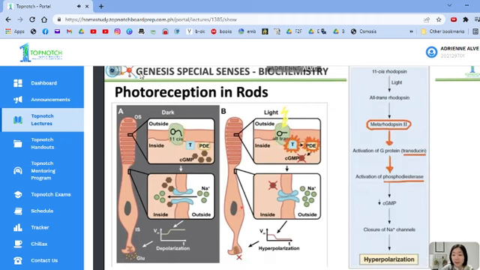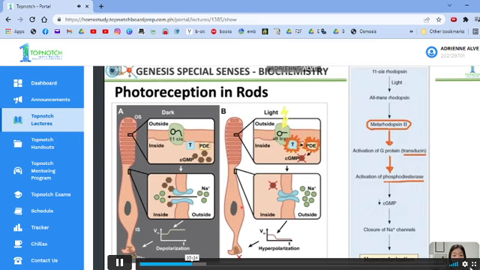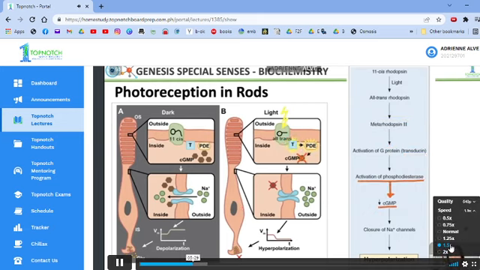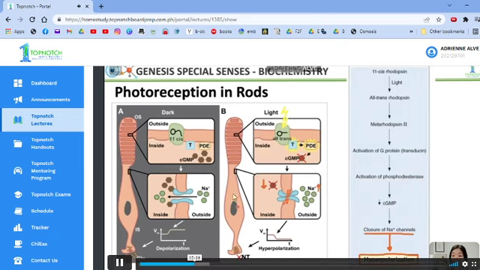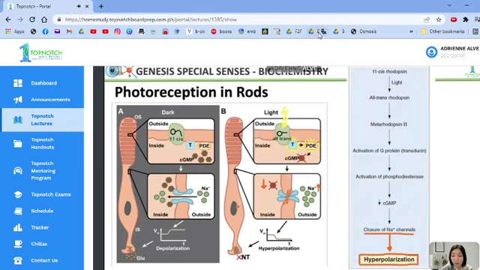Now the meta-rhodopsin 2 activates a G protein called transducin, which in turn activates a phosphodiesterase. So the phosphodiesterase is an enzyme that breaks up the cGMP, so cGMP levels will decrease, and the decreased levels of cGMP will cause closure of the sodium channels, a decreased inward sodium current, and as a result, hyperpolarization of the receptor cell membrane, and the increasing light intensity increases the degree of hyperpolarization.